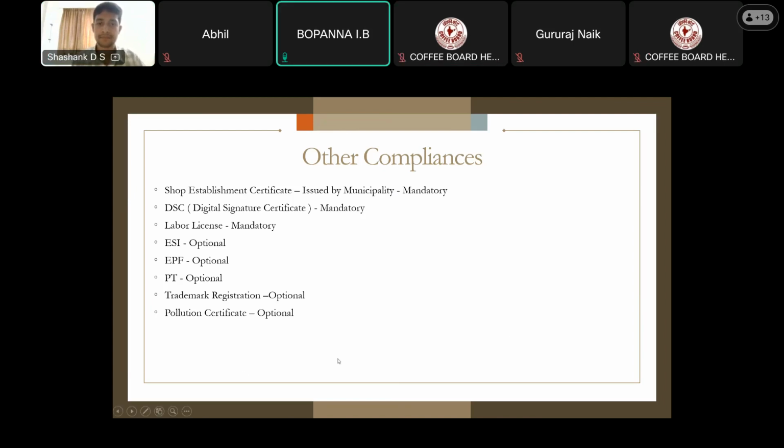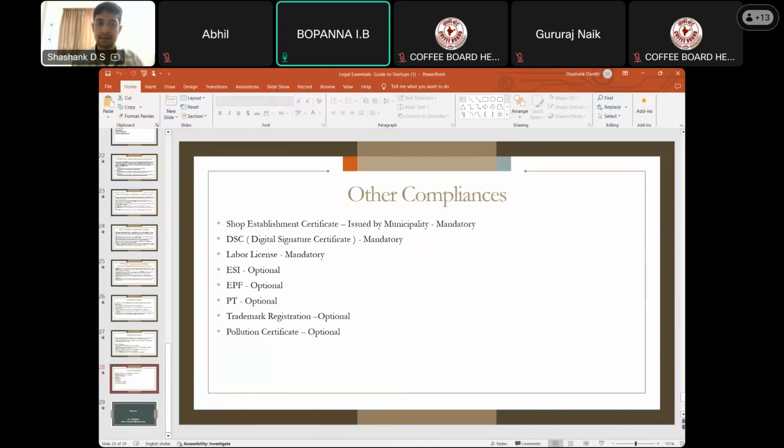Hi, this is Bopanna here. Question on the last slide about the labor license. I just missed that point. Labor license, is it mandatory? For example, I'm an OPC, a one-person company. When you say mandatory, do you also have to apply for it, or is it not required because it's only one person?